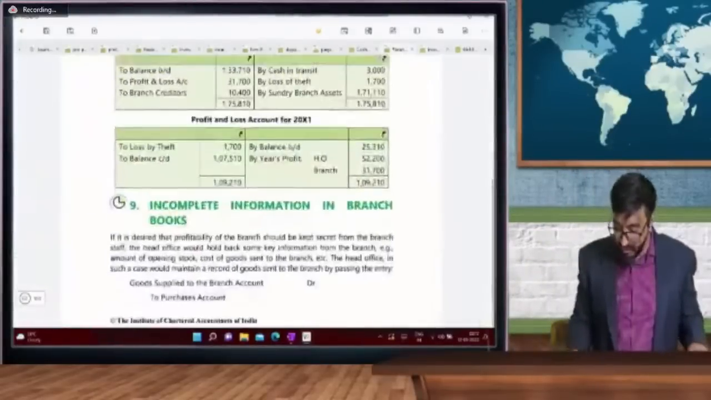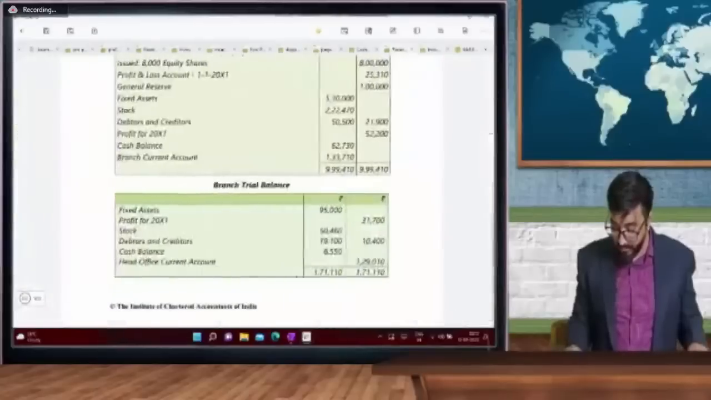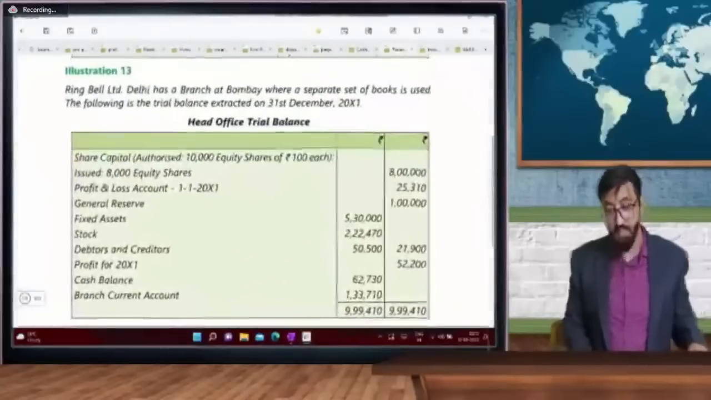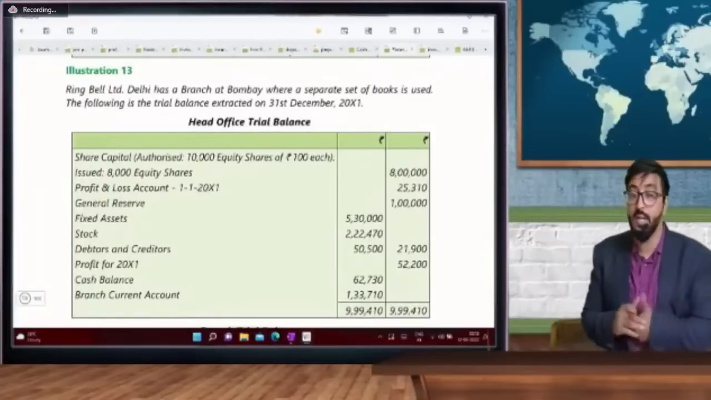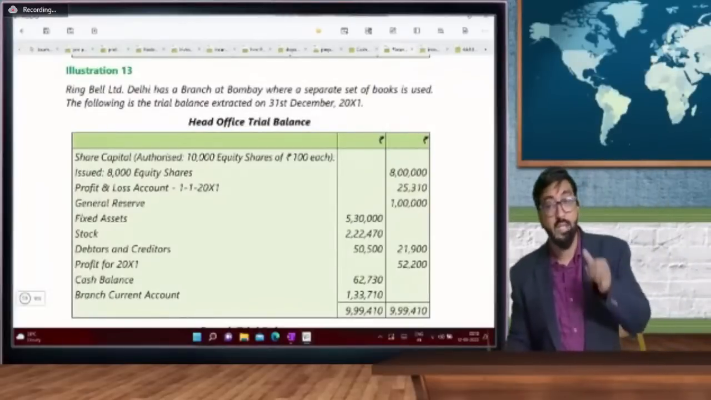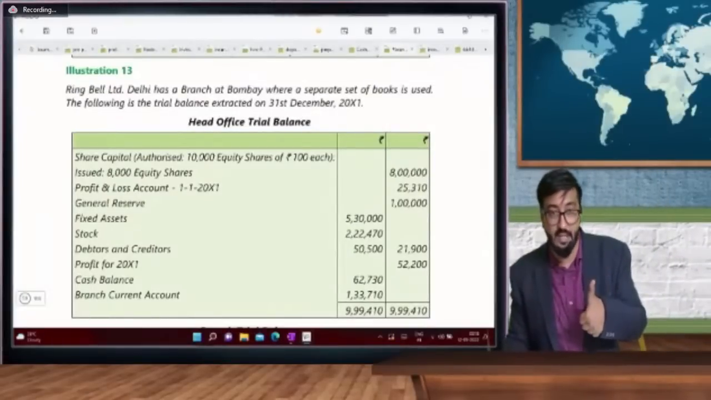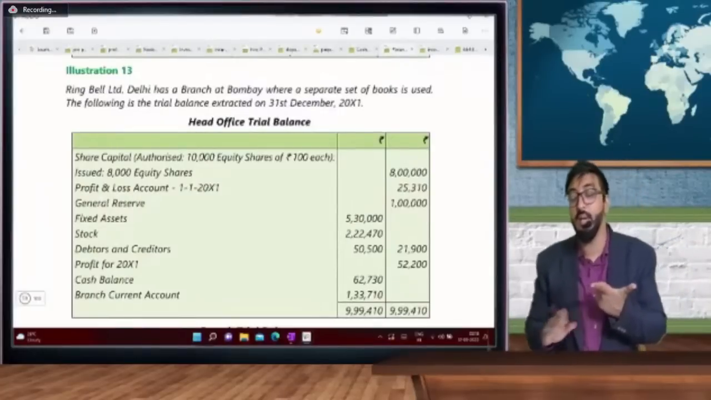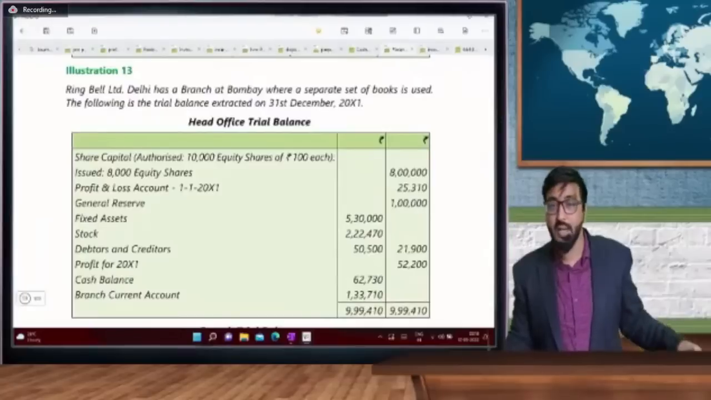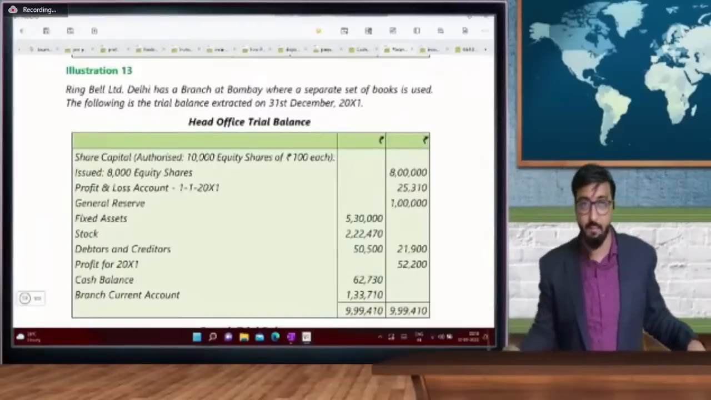And now it's the last part that we are going to consider. That is illustration number 13. So this is the last question of independent branch. So in independent branch, what are the important points? What you have to remember? In independent branch, ICAI may ask you for entries for reconciliation. So reconciliation is the first part. Second, what is the important question? TYK questions you solve by your own. It's very simple. All TYK questions.